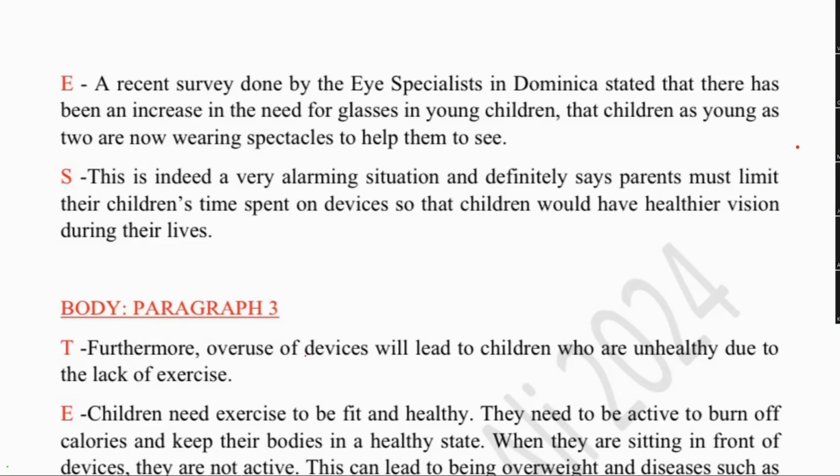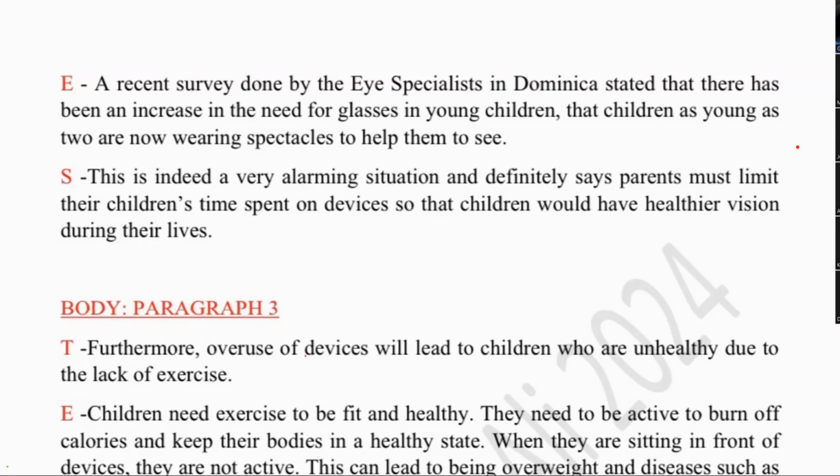Very good. So you all are seeing the pattern again. We start off with the same point, eye vision. We explain why, because the children are on the devices for so long. Then we give a statistic that comes from some source. So eye specialist in Dominica. So you can make up things, right? Ministry of Health, Ministry of this, a team from the university. So this would now support what you are saying as evidence.